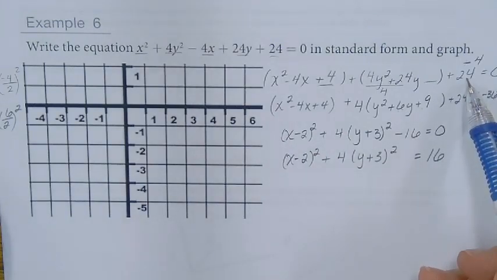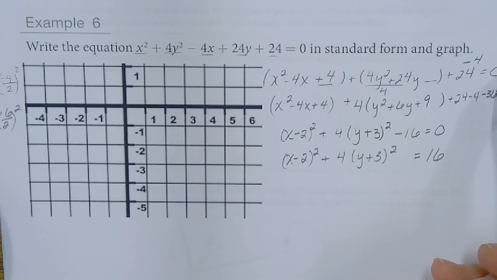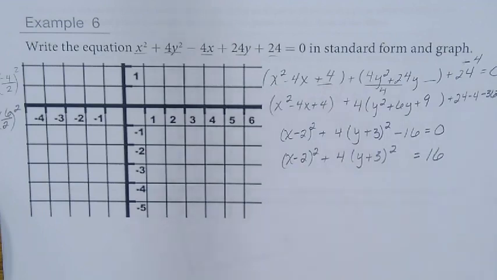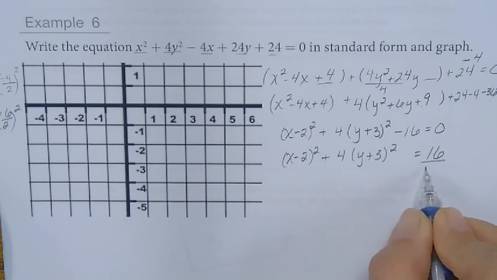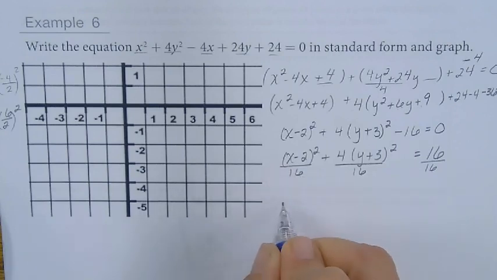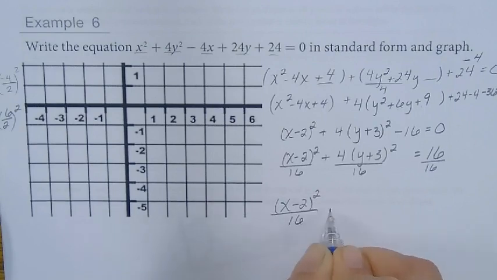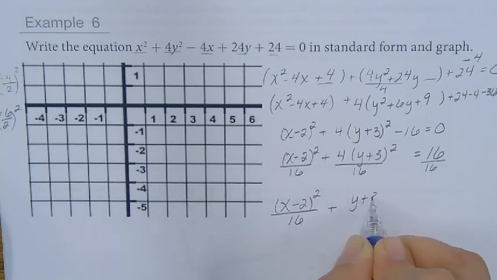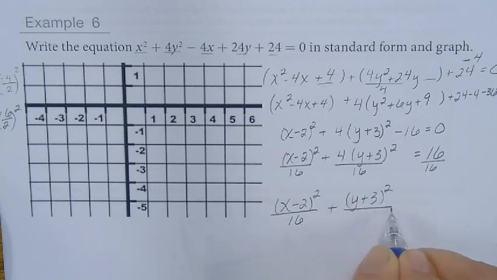And I could have probably done that back in the beginning. We could have moved the 24 to the other side, made it negative 24, and then every time we added something to this side, we would add it to the other side. So whether you do it first or at this stage doesn't really matter. But we now need this to be a 1. So I'm going to divide everything on both sides by 16. So we'll have x minus 2 squared over 16 plus y plus 3 squared over 4 equals 1.